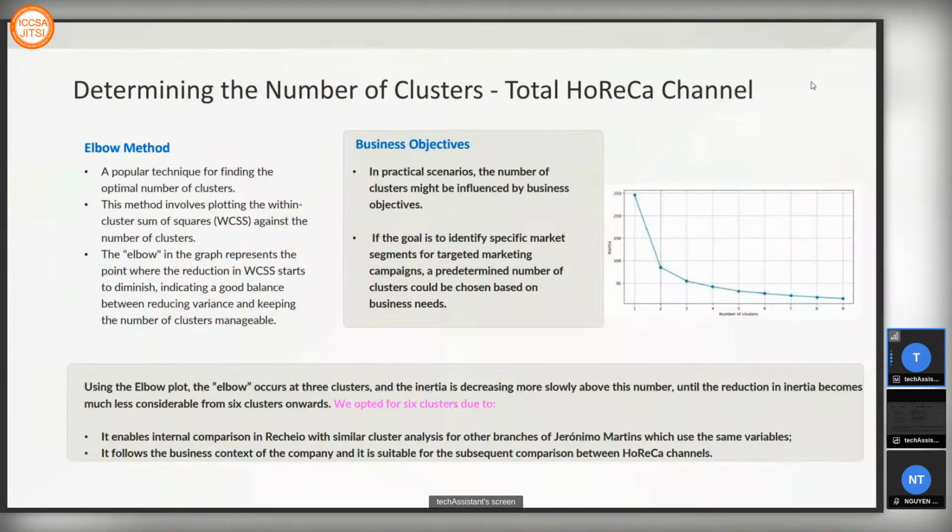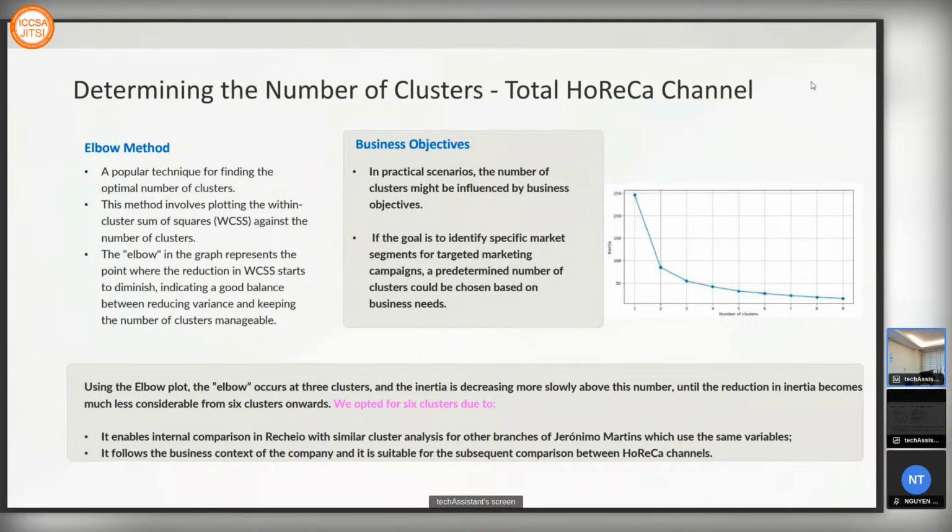We use the elbow method as a popular technique to find the optimal number of clusters, but we give too much importance to the business objectives, because in practical scenarios, the number of clusters might be influenced by these objectives of the companies. And if the goal is to identify specific market segments for target marketing, a predetermined number of clusters could be chosen based on business needs.